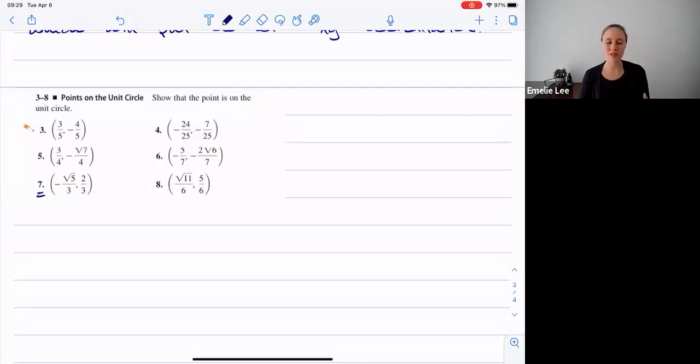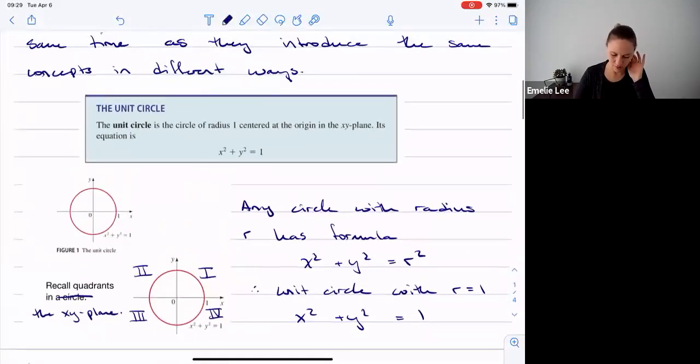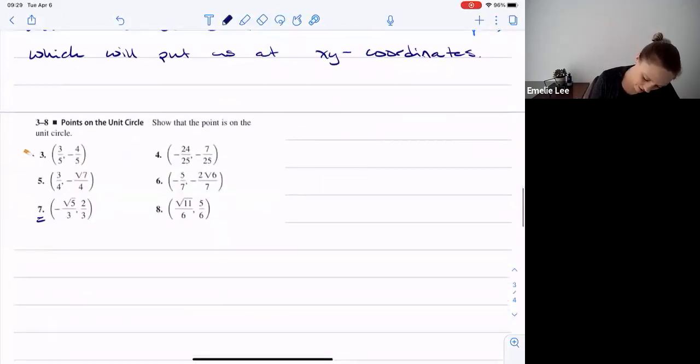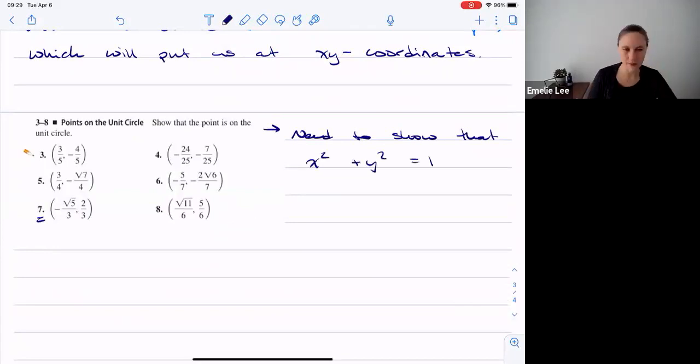Well, if it's on the unit circle, then x squared plus y squared equals 1, to be on the unit circle. So here, we need to show that x squared plus y squared equals 1. And remember, these are all ordered pairs. These are all just one point in the xy plane, and it's x comma y.